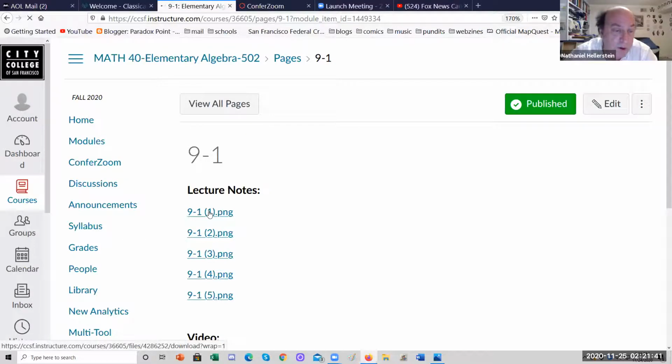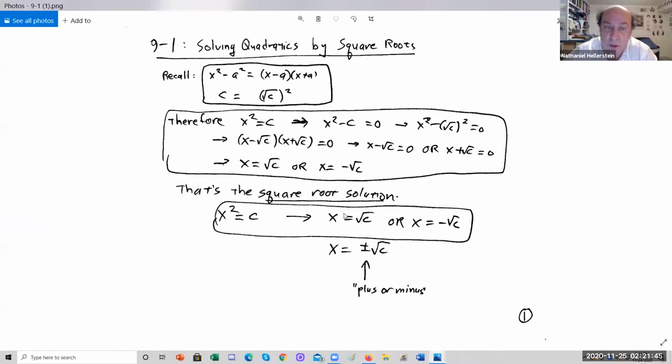We start off with 9(1), which talks about solving quadratics for the square root. A quadratic is an equation with an x squared term, an x, and a constant term, and you want to find out what value of x makes the quadratic equal to 0. Now, here's a special case. X squared minus a squared factors into x minus a times x plus a. And c is the square root of c squared, or at least if c is positive.